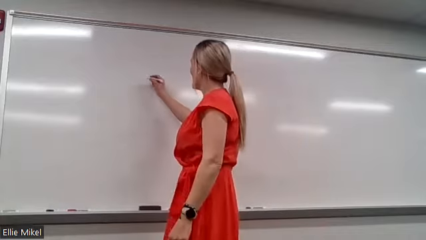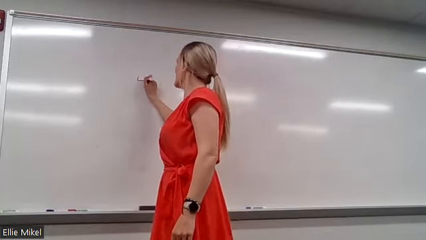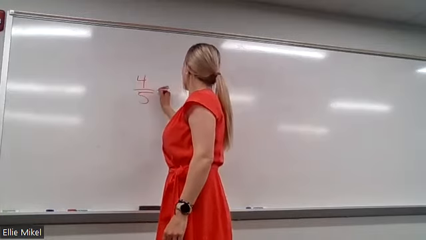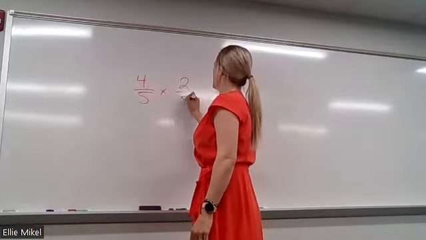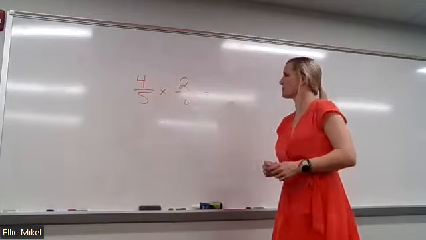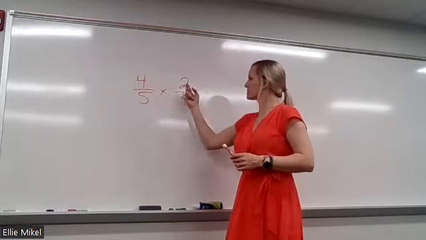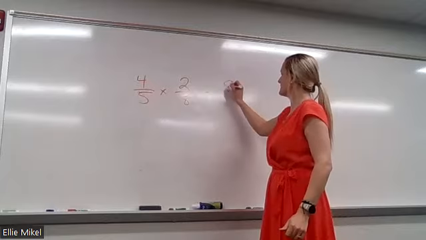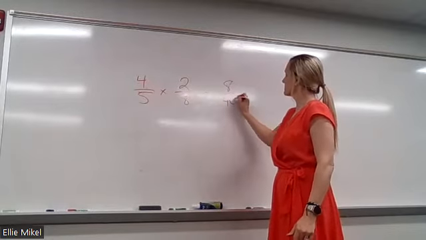Let's say I have, let's use 4/5 times 2/8. Okay, let's multiply straight across here. 4 times 2, again, that's all we're doing. Multiplication, we're just going straight across. 4 times 2 is 8. Down at the bottom here, 5 times 8 is 40.